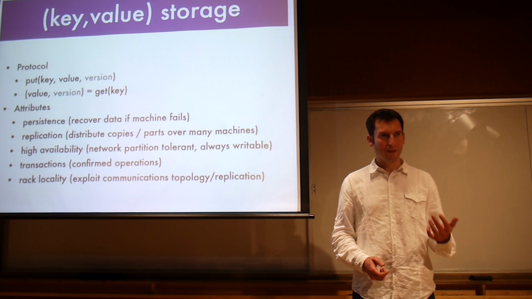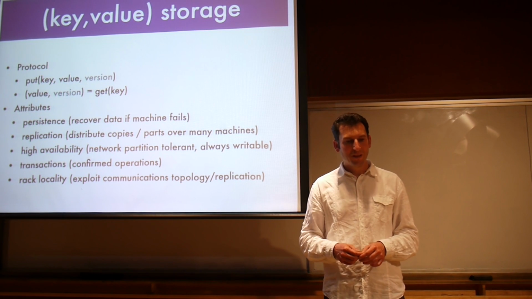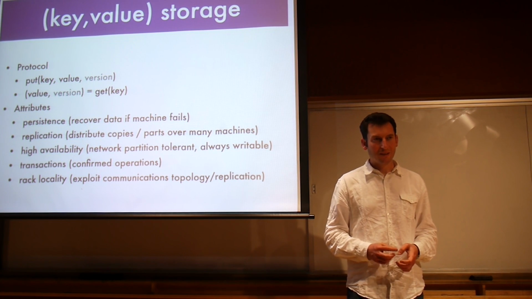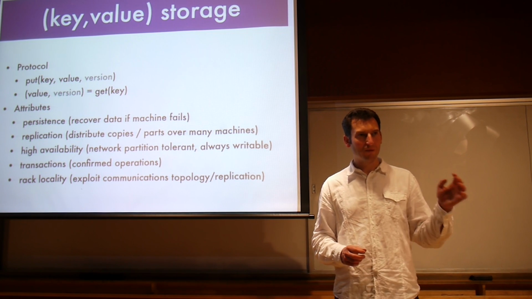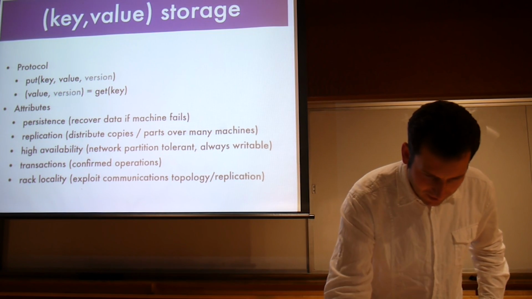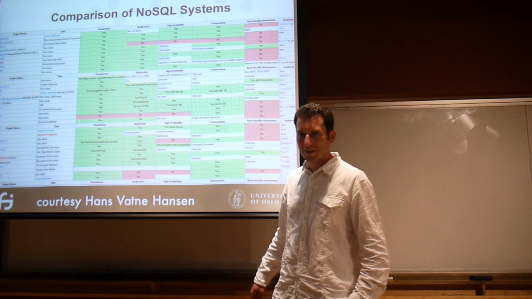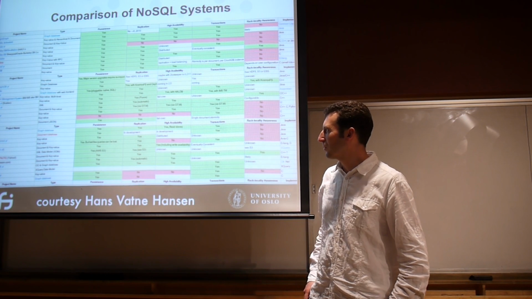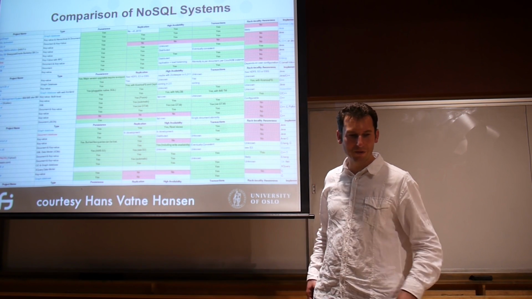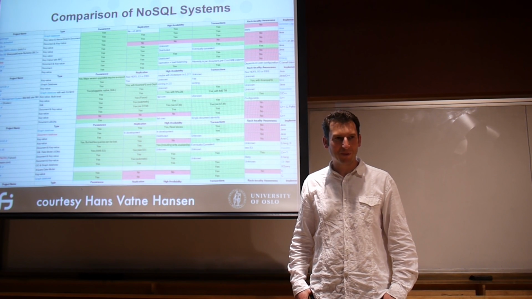You might want to have high availability. That means even while some of the machines are down, while you get network partitions, you can still write. Transactions: you basically get a confirmation back that the write actually succeeded. And in some cases, you may want to be fairly specific about where you put some data, like rack locality. On the next slide, this guy, Hans Wagner Hansen, did a labor of love, where he went through 2-3 dozen different of those key value storage systems, or more generally NoSQL, and looked at various attributes and basically categorized them in terms of what they do.